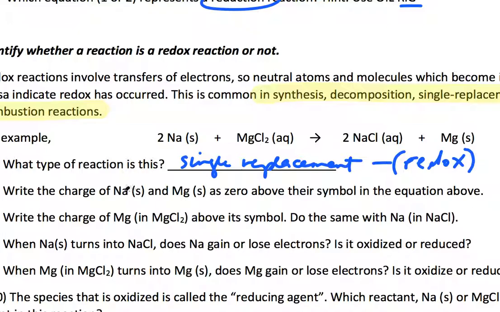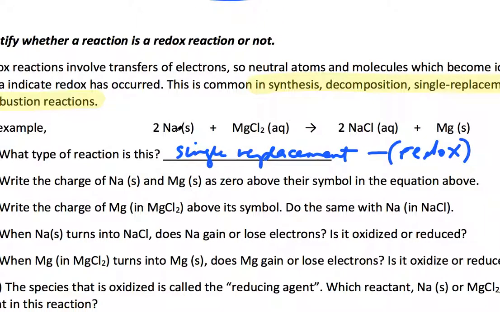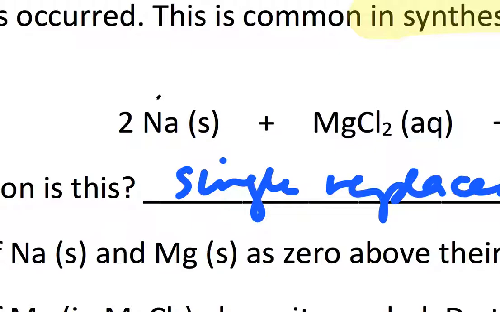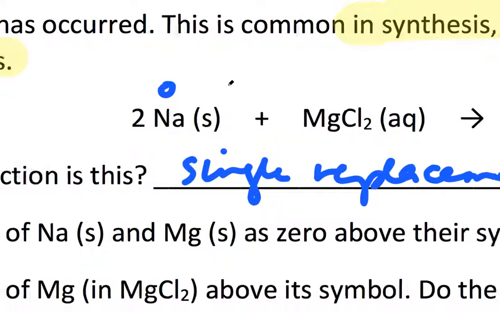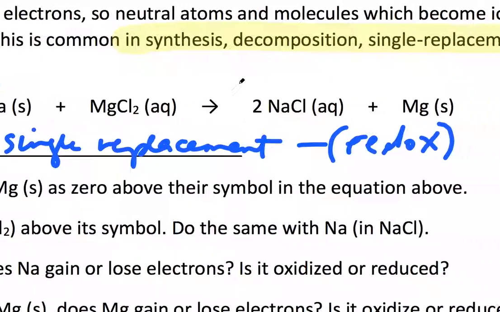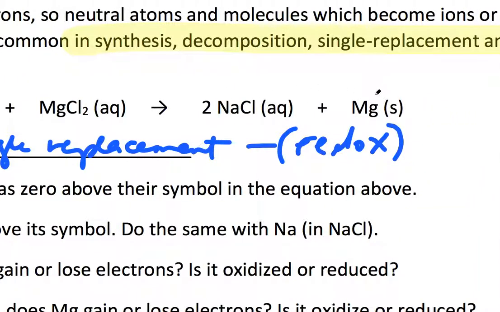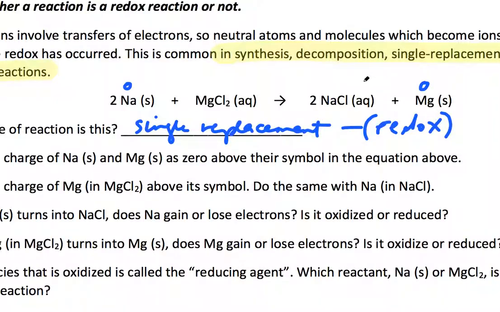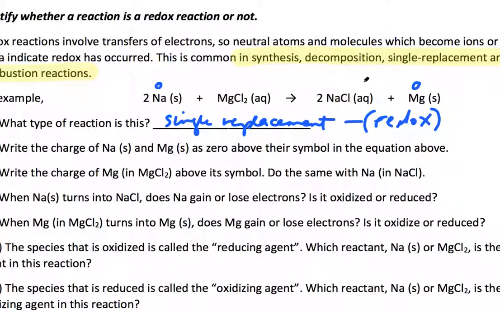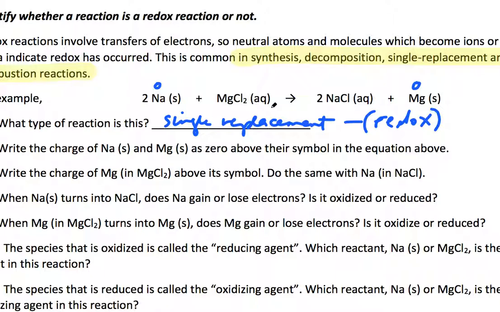Write the charge of Na(s) and magnesium solid as 0 above their symbol. So this is sodium in its elemental form. Sodium, with its valence electron, is neutral; it's not a sodium ion, and it's in its solid form. So it says to write 0 because that's what charge it is. Okay, it's neutral. And so is this magnesium. There's no charge here, so this is 0. In actuality, these are called oxidation states, and they're pretty similar to their charges. You could pretty much get them from their charges often, in intro level chem anyway.